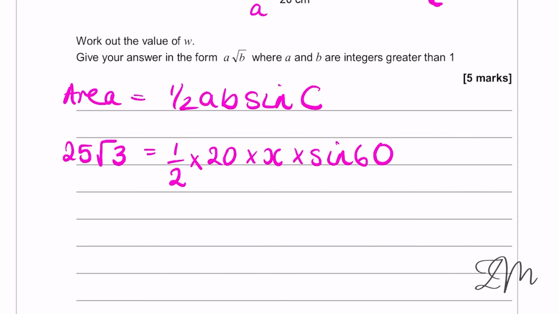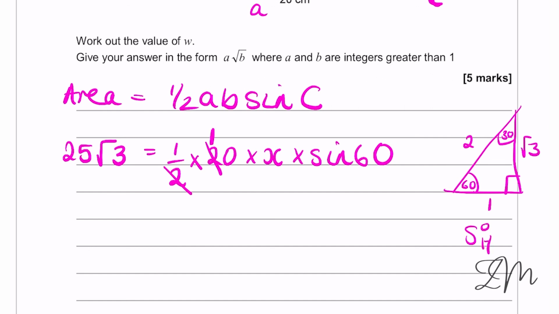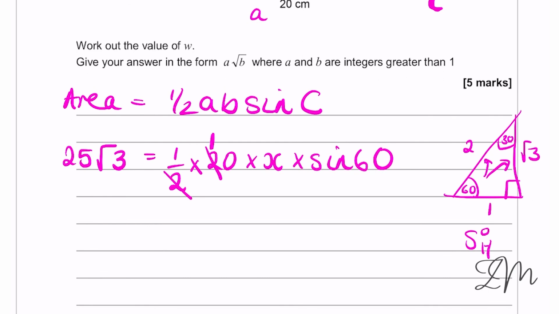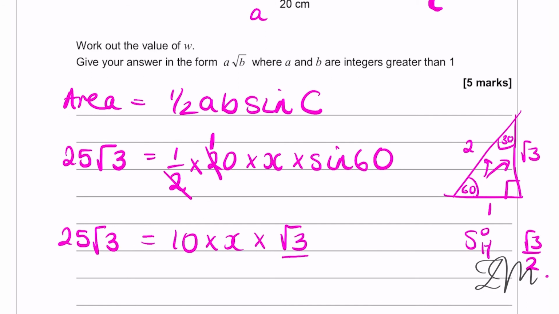Times the 2 up there, we could cancel that to become 10. Sine 60, so if you remember our triangle from the previous question, we had split this one, so that was 30, that was 60, that's 1, that's 2, that's root 3. So sine 60 is opposite over hypotenuse. So you'll get root 3 over 2. So we've got 25 root 3 equals 10 times x times root 3 over 2.